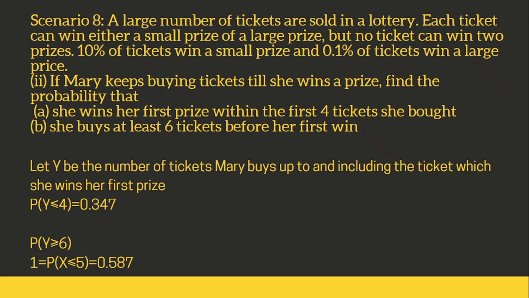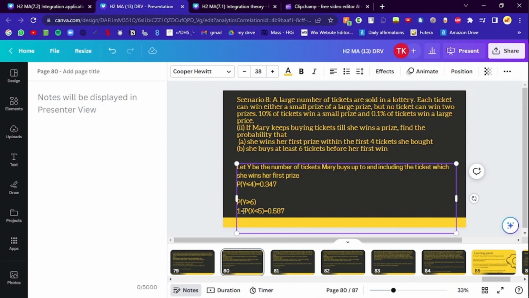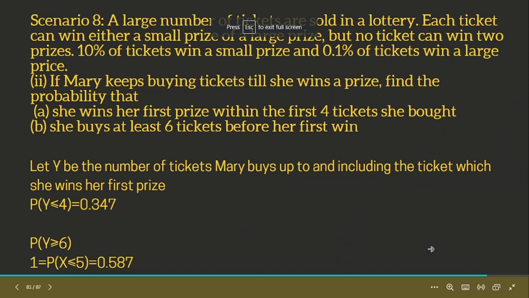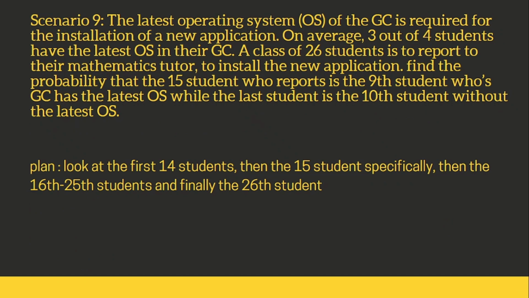Then the same thing can be said for P(y is greater than or equal to 6). This one will be the same as 1 minus the probability of y is less than or equal to 5, which in this case will be 0.587. Yeah. And for this last question, scenario 9.